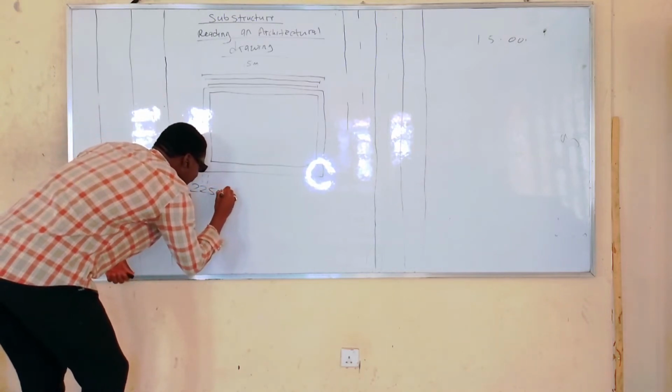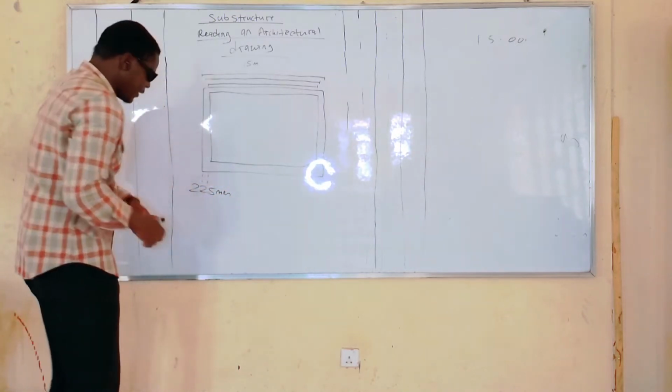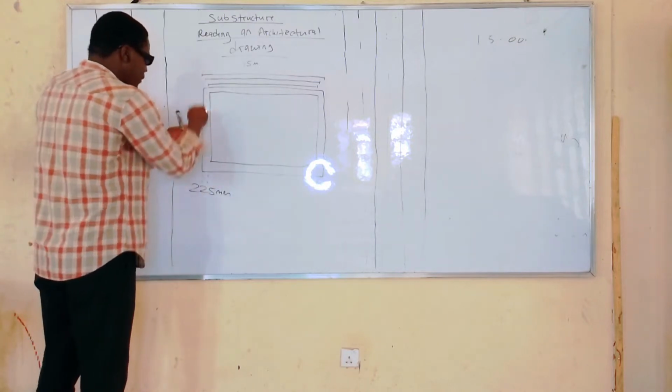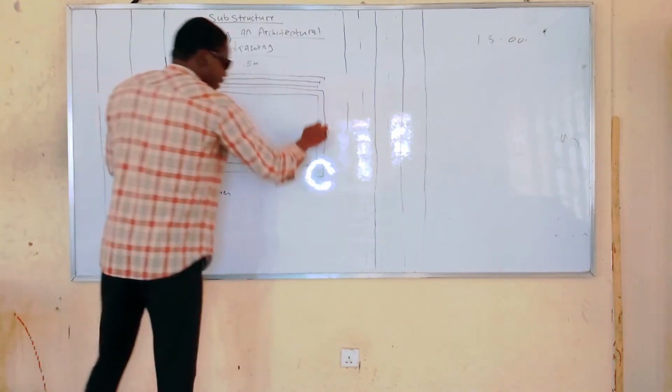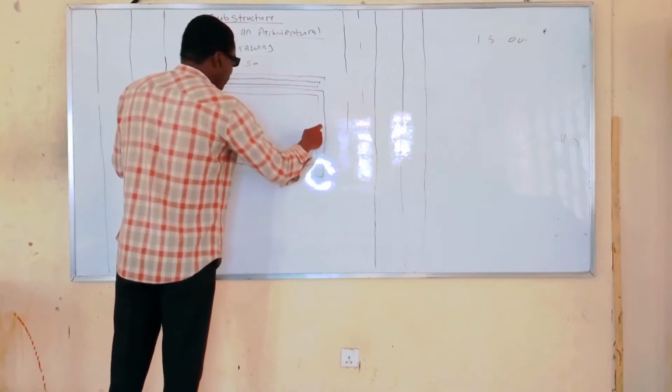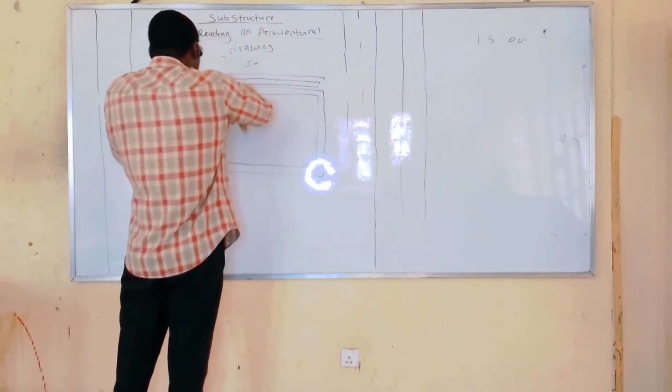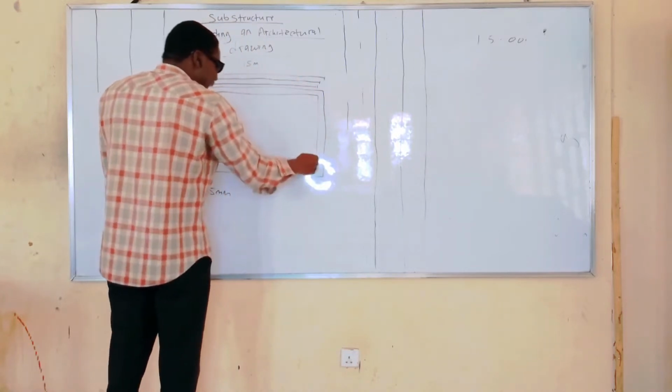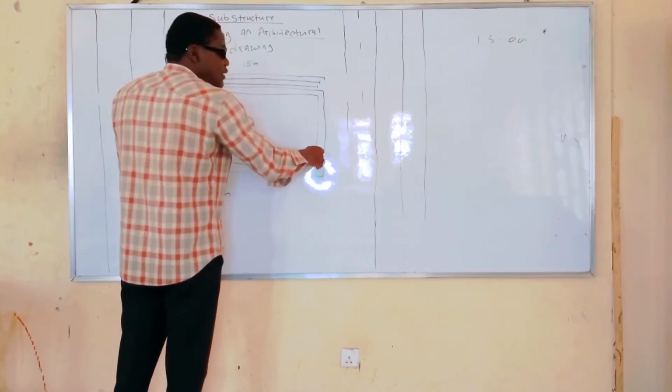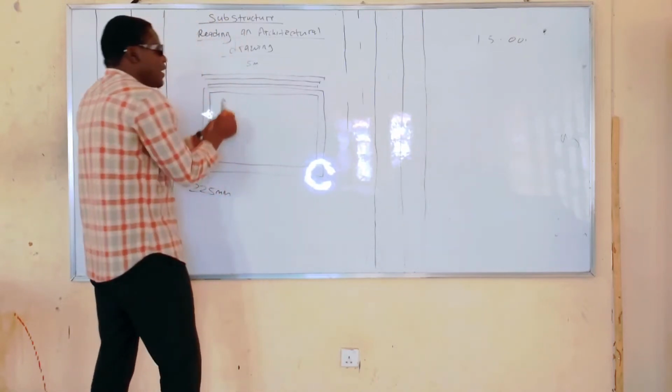225 mm. The middle is half of this 225. This place is also 225, and the middle is half of 225. So to get the length from this center to this center, we will deduct 2 by half of 225 from 15 meters.